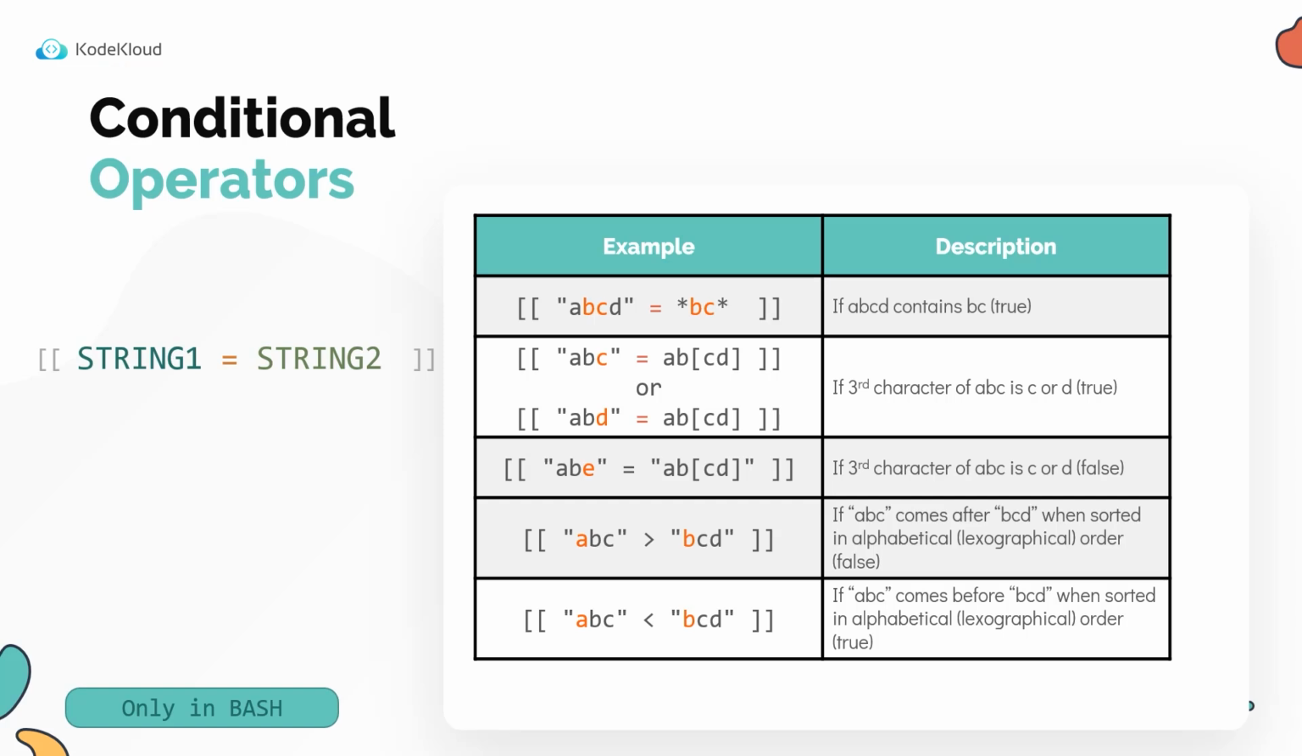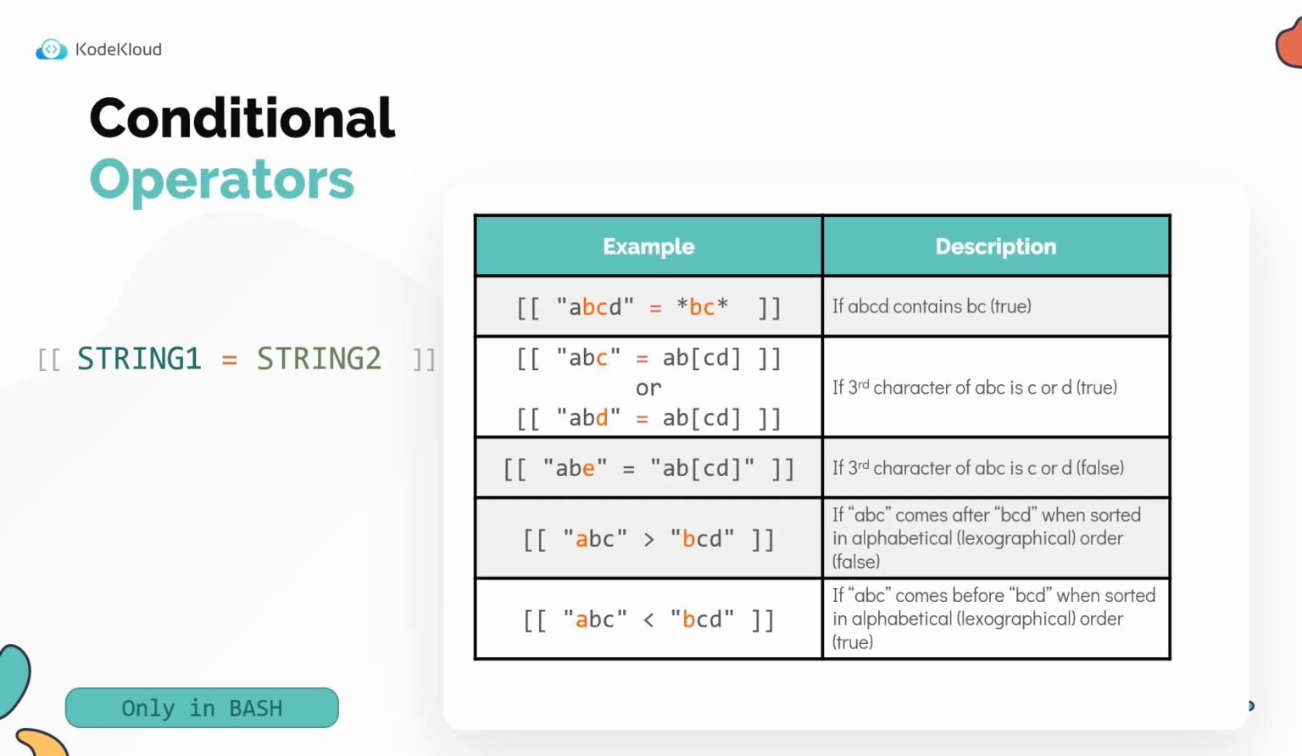The second one is also an example of pattern matching, where we check if the string ABC matches the pattern specified on the right, where the first two characters are A and B, but the third character could be C or D. That's why C or D is within a pair of single square brackets. So both these conditions would be true. However, the next one, where the third character is E, would return false because it's not either C or D.